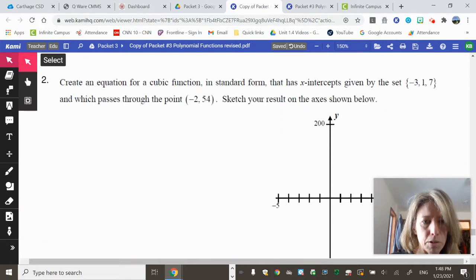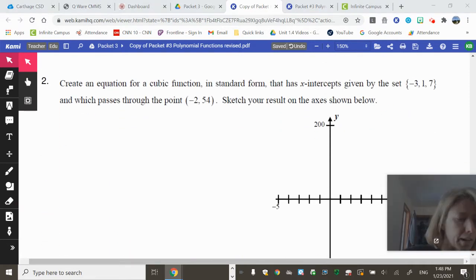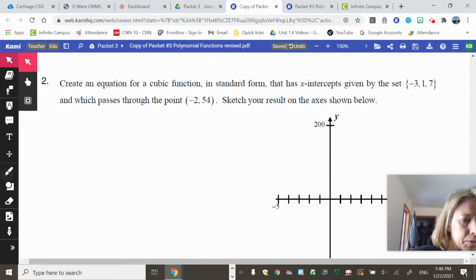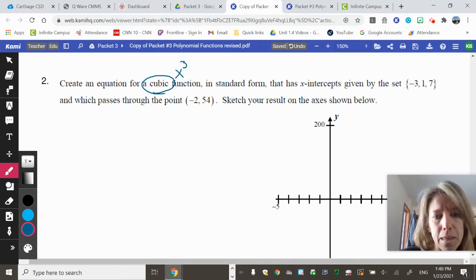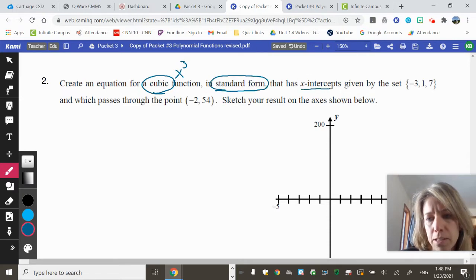Okay, so I'm going to do number two for you. Okay, and number two, they want us to create an equation for a cubic function. So we know x cubed is going to be the highest exponent. It's a third degree. And they want us to write our answer in standard form. They give us the x-intercepts. Remember, this is just another word for zeros or real roots.